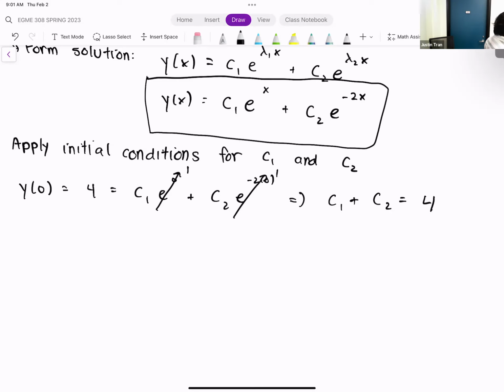And so in order to obtain the values for both C1 and C2, we need to bring the second initial condition into the picture. And so our second initial condition says that y prime of 0 is equal to -5. And so the fact that our initial condition here involves a derivative means we have to take a derivative of our original solution.